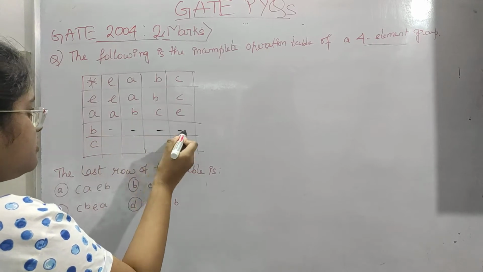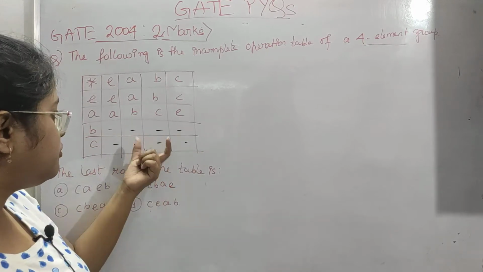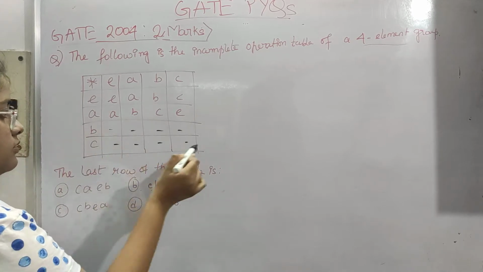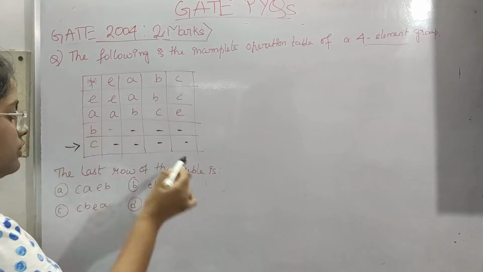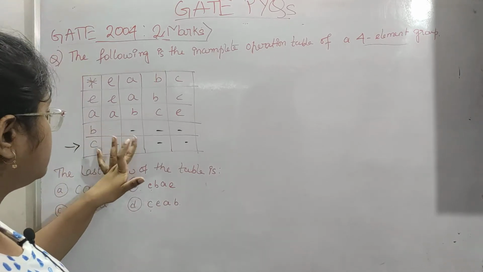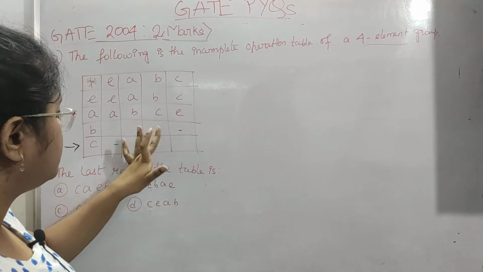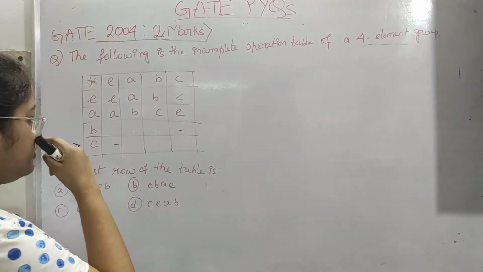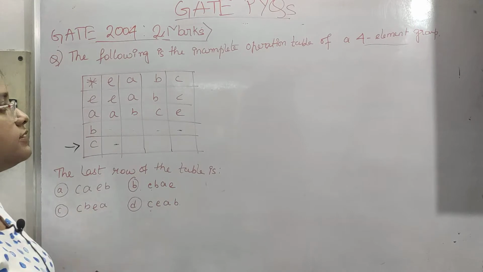So let's say this is all the places we have to fill out, and we have to find out the last row of the table. So this row we have to find out, this one. Okay, so now let's do it one by one. So now all these are blank. Okay, so now you have to find out, see, first one is E, the identity element.